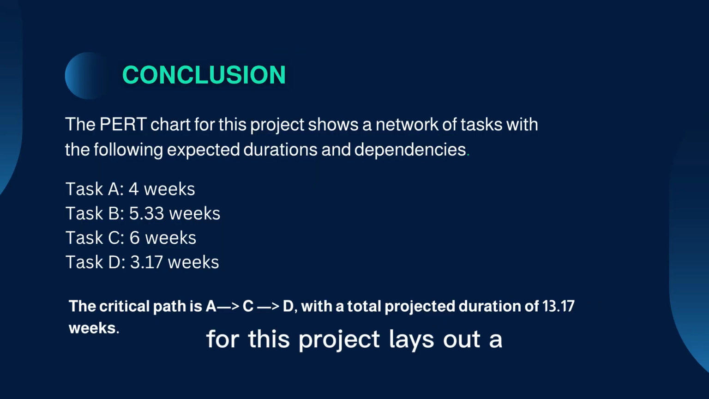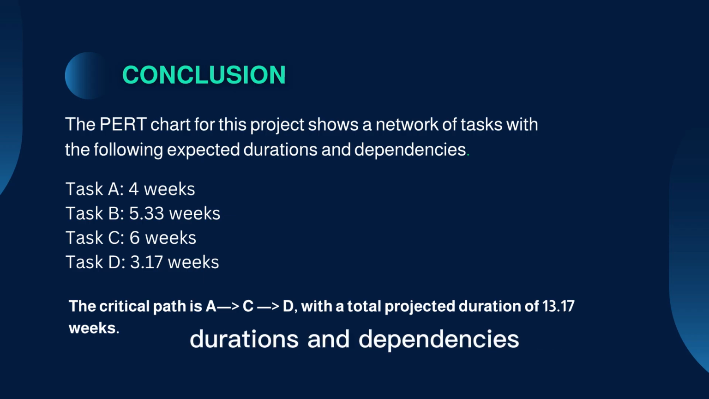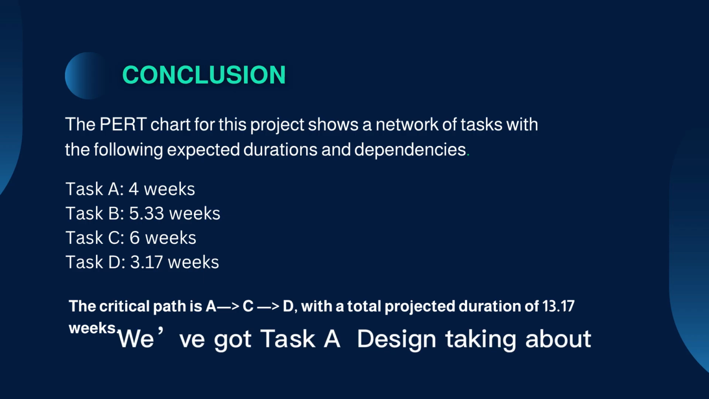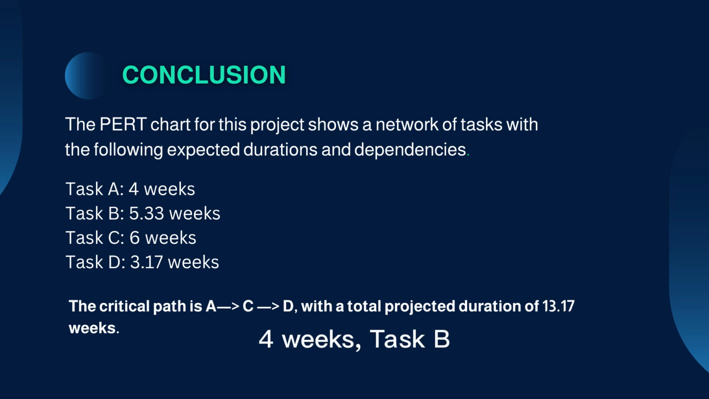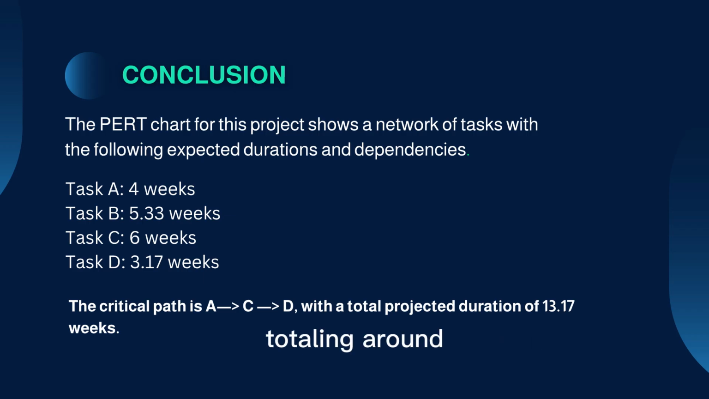The PERT chart for this project lays out a network of tasks with their expected durations and dependencies. We've got Task A, design taking about 4 weeks, Task B, prototype at 5.33 weeks, Task C, regulatory test needing 6 weeks, and Task D, marketing prep coming in at 3.17 weeks. The critical path runs A greater than C greater than D, totaling around 13.17 weeks.